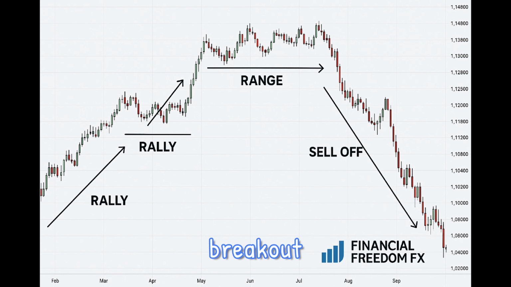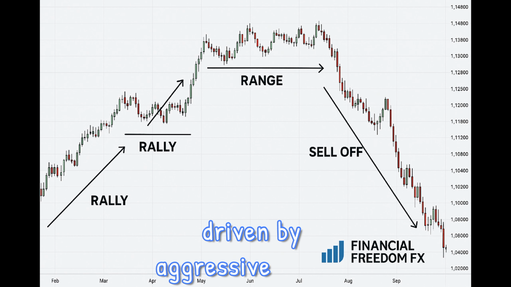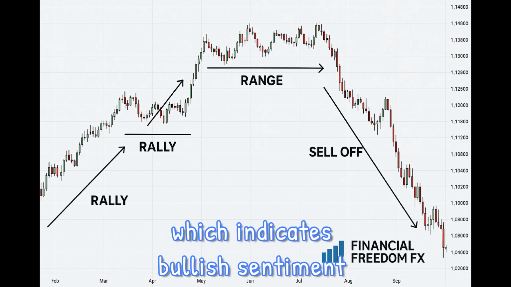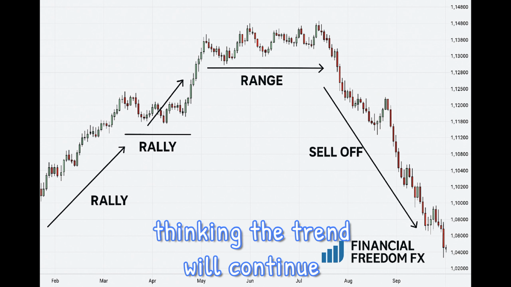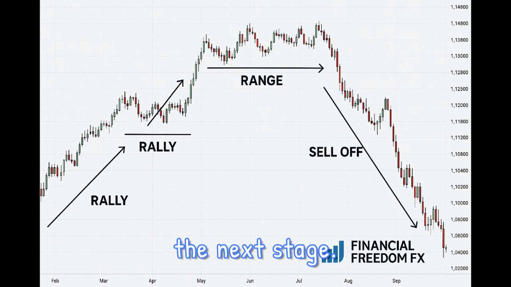After the initial breakout in the previous chart, this one starts with a powerful rally, continuing the upward momentum. A rally is a sustained upward movement driven by aggressive buying. Here, the price moves in a clear uptrend, forming higher highs and higher lows, which indicates bullish sentiment is still dominating. This phase attracts retail traders, thinking the trend will continue forever, but institutions are preparing for the next stage.